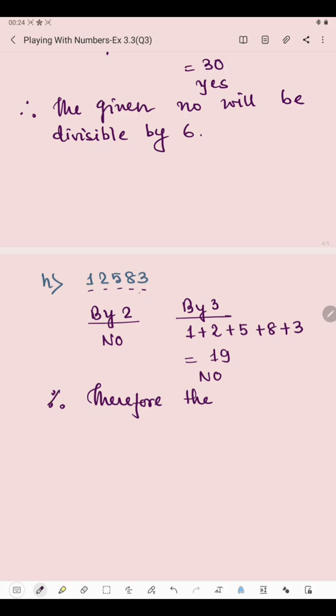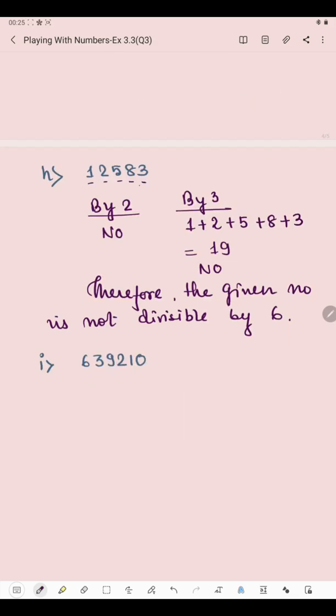Therefore the given number is not divisible by 6. Okay.